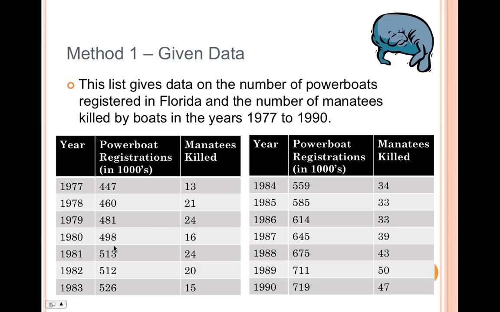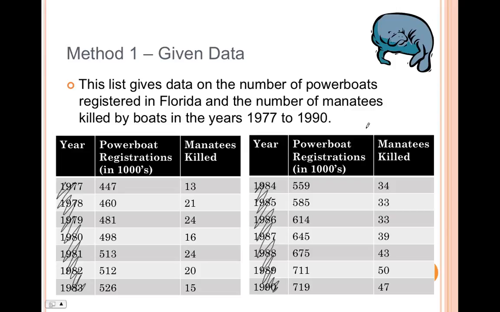If you remember with this data, we eliminated year and we only cared about powerboat registrations and manatees killed. So remember, all the powerboat registration numbers went in list 1. All the manatees killed numbers went in list 2. So if you need to enter this data, please pause.